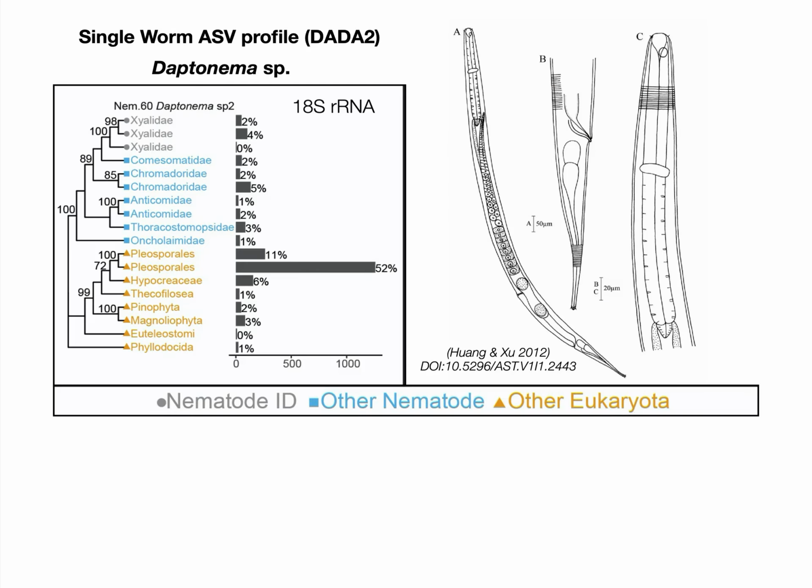Another scenario that we've come across is really not nematode biology, but things that seem to be associated with nematodes. This is a single worm ASV profile for another species, Daptonema, which again has pretty simplistic morphological features. But here we're finding more on the association side of things that are interesting. 52% of reads associated with the single worm metabarcoding profile seem to be affiliated with a fungal taxon. There have been some pretty well documented fungal associations with marine nematodes in the past, observational or anecdotal evidence, but it's exciting to see this recovered in a metabarcoding dataset too.